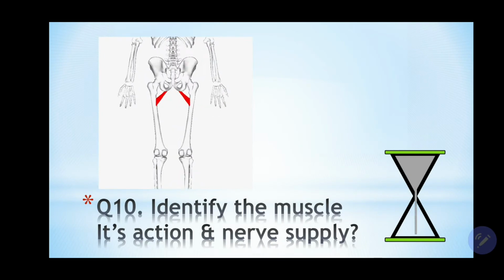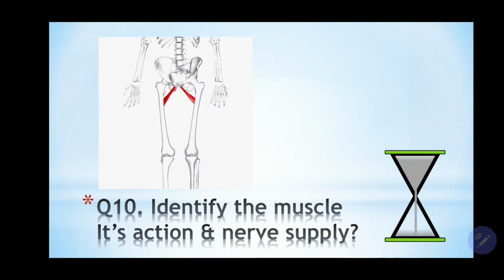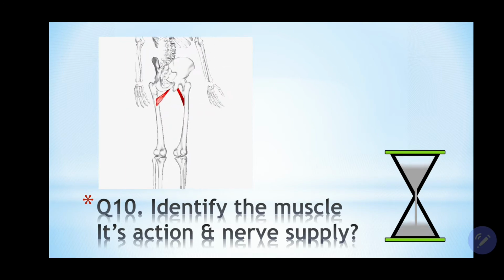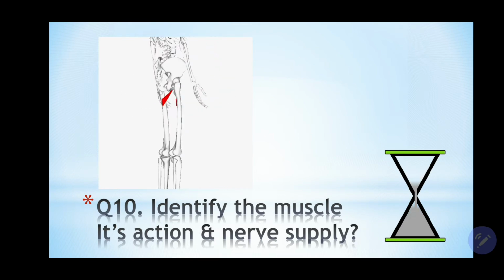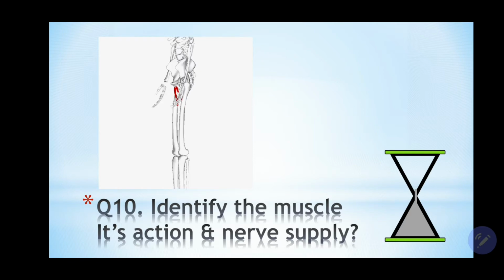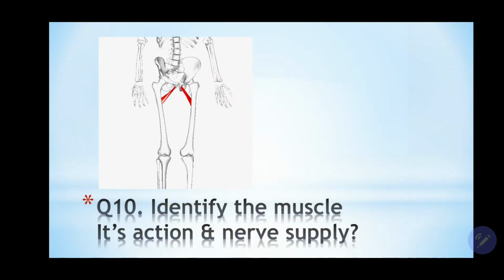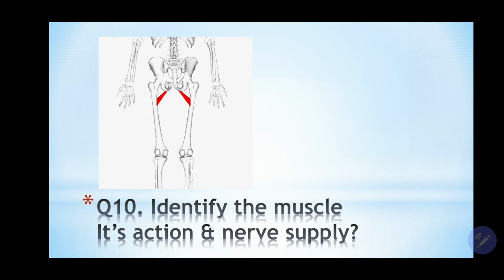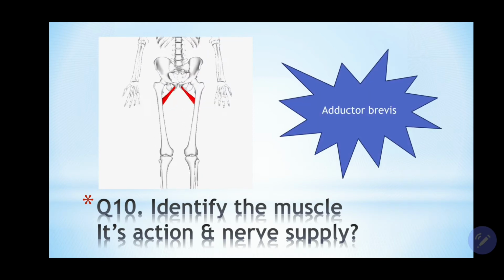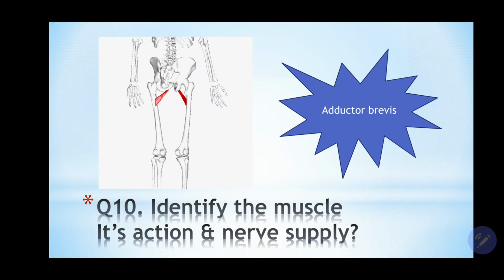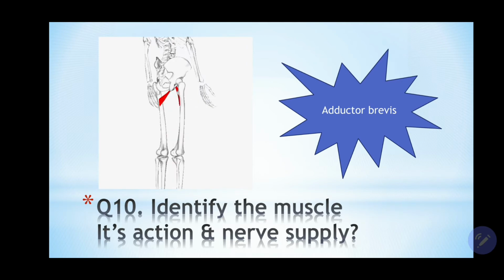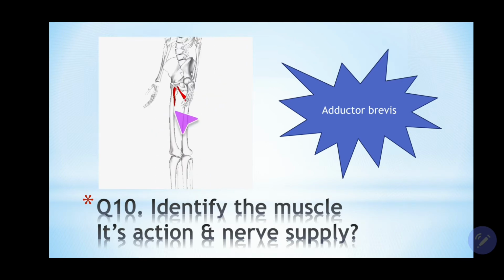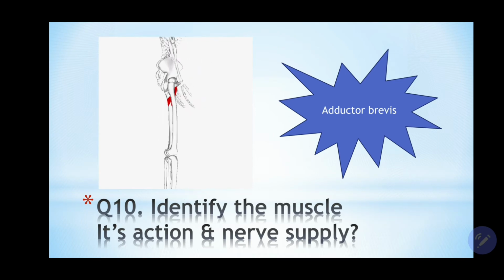Question 10. Identify the muscle, its action and nerve supply. I think you should have guessed this muscle also. It's easy. It's adductor brevis, by seeing the number of fibers, and it's shorter in size. And by the way, layer by layer we are reaching the medial compartment. So if you dissect out this Pectineus and adductor longus, then you will find the muscle below is adductor brevis.